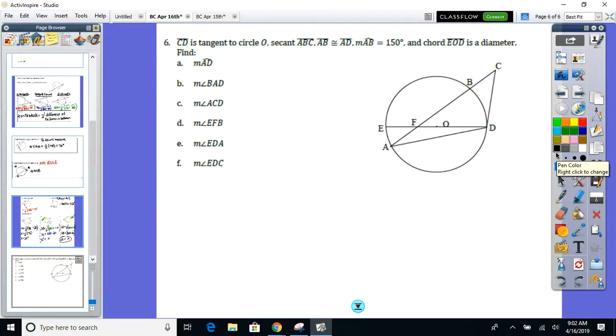Okay, here we go. A through F. I do not care what A through F says. What was the key to success yesterday on these big circle problems? Finding the arcs. I do not care about A through F until I find the arcs. So AB is congruent to AD. All right, that might be something there. And then A to B is 150.